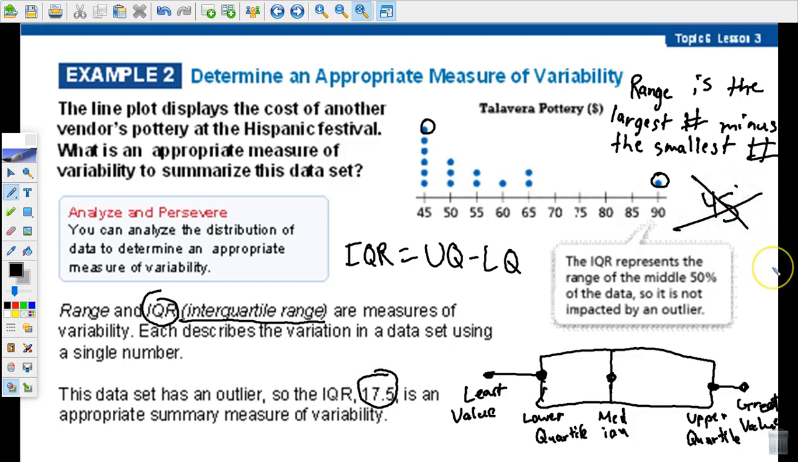Okay, so interquartile range is, you would find the least value, the greatest value, the median, and then in between the least value and the median, you'd find the median again. That would be the lower quartile. And then in between the median and the greatest value, you would find the middle number, and that would be the upper quartile. And then you'd subtract them to find the IQR. Bada bing, bada boom, we're done here. Okay? So moving on to example 3.